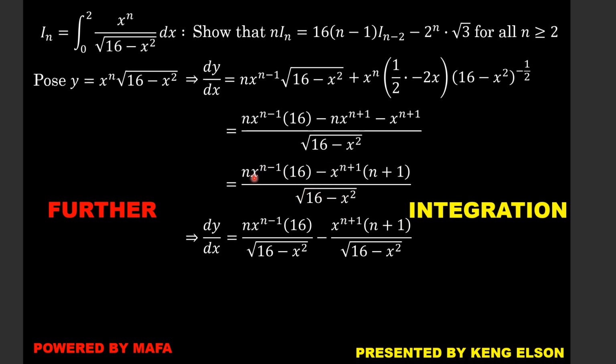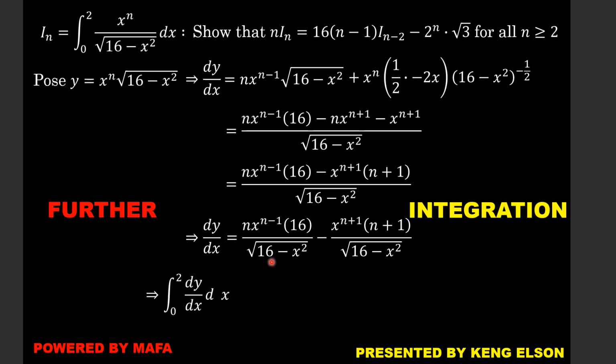into the sum of its partial fractions. So we have nx to the n minus 1 times 16 divided by the common denominator minus x to the n plus 1 times n plus 1 divided by the common denominator. Now these functions are clearly continuous in the interval 0 to 2, and clearly defined. So we can integrate all through.